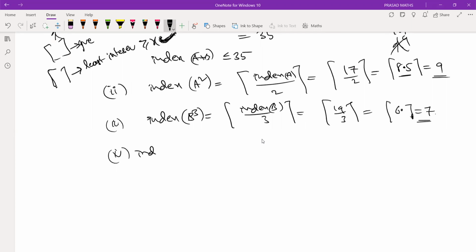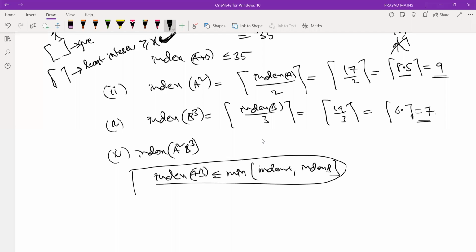What is the index of A squared B cubed? I told you one important property: the index of AB is less than or equal to the minimum of the index of A and the index of B. Using this property, it is at most the minimum of the index of A squared and the index of B cubed, that is the minimum of 9 and 7, which is 7. Good. That's it. Is it clear?